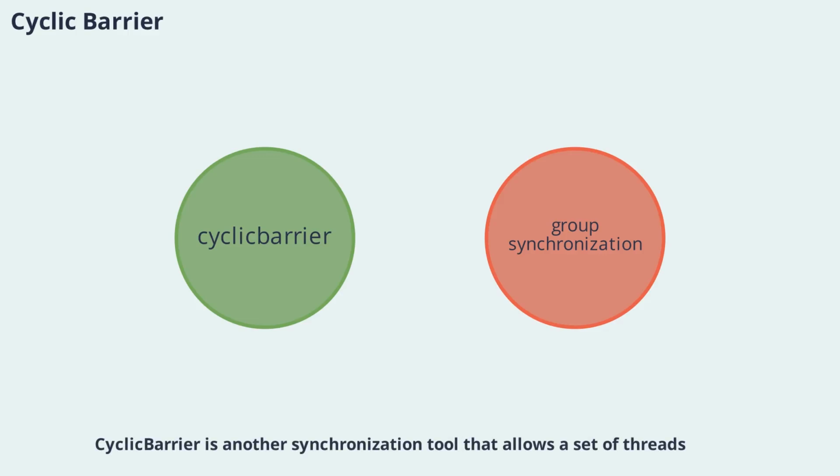Cyclic barrier is another synchronization tool that allows a set of threads to wait for each other to reach a common barrier point. Once all threads arrive, the barrier is released and they proceed. This is useful for coordinating phases of computation, such as initializing subsystems before starting the main system. Cyclic barrier enables efficient group synchronization.